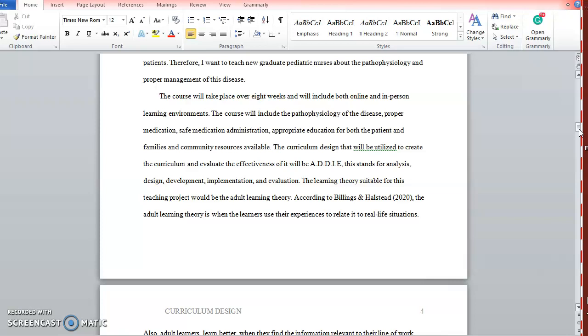The design model I wanted to use was ADDIE. I think it's really great. You just analyze, design, develop, implement, and evaluate. It definitely helped me create my curriculum. I made sure to analyze my curriculum, making sure that's what I wanted. I wanted to create the design, I developed that design, I want to implement it, and then I want to evaluate and make sure it's going to work.